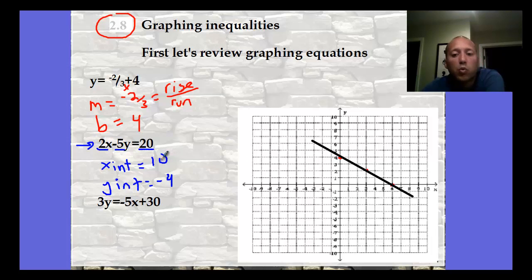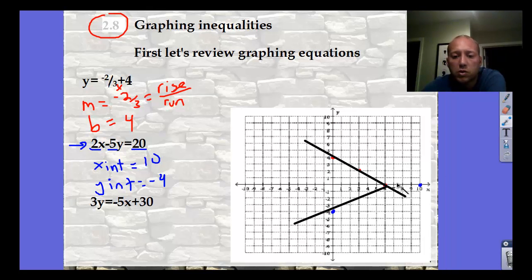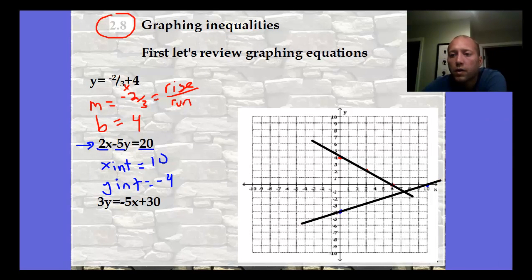To find the x-intercept, y is always 0 for every x-intercept. That's why that works. So our x-intercept is 10, so on the x-axis, plot the point 10. Our y-intercept is -4. On the y-axis, plot -4. And then we know it's a line, so we can just connect those 2 points. And there you go.